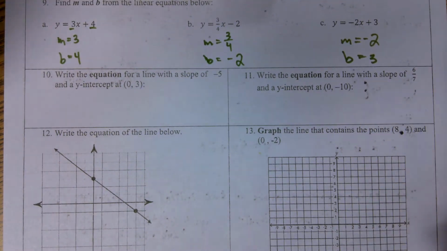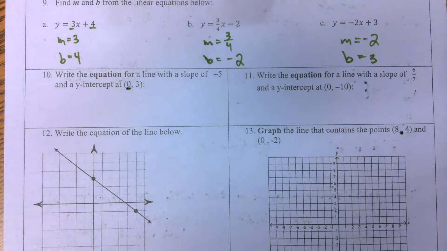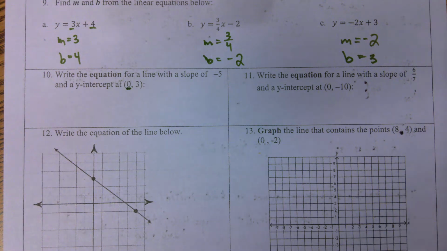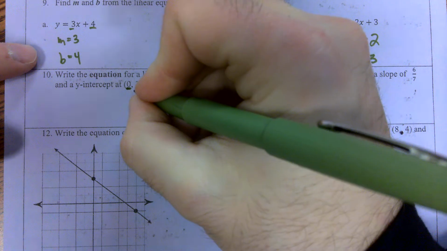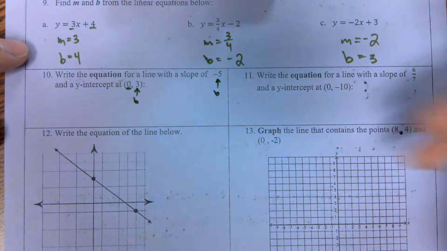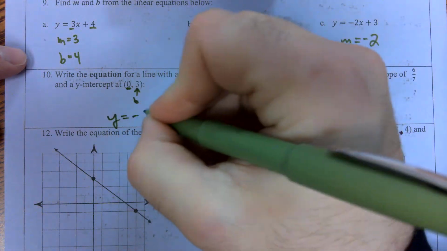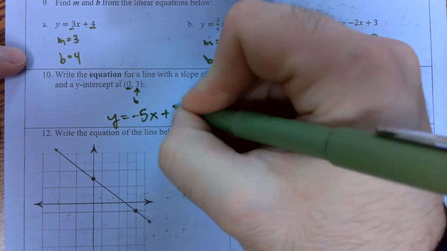All right, number 10, let's write an equation for a line with a slope of negative 5 and a y-intercept at 0, 3. Very simple. Whenever we see a 0 as our x value, just like we talked about in a table, it's the same thing. We know that the number that comes after is our b value. And this one gives us our m value of negative 5. So we can just go ahead and write the equation y equals negative 5x plus 3. Very simple.